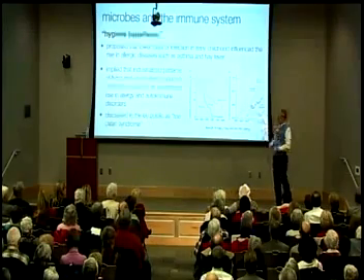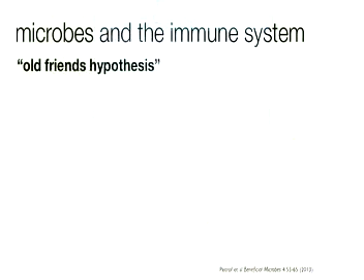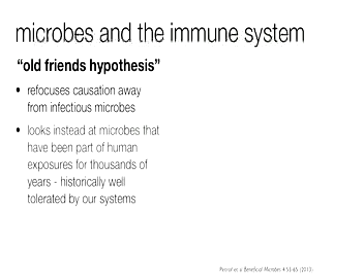So the theory has been modified to be called the old friends hypothesis. And we're going to walk through what the old friends hypothesis means. So it refocuses the causation away from these infectious microbes and looks instead at those bacteria that have been part of our lifestyle and have taken up residence in our body for tens of thousands of years. These have been historically well tolerated by our system.